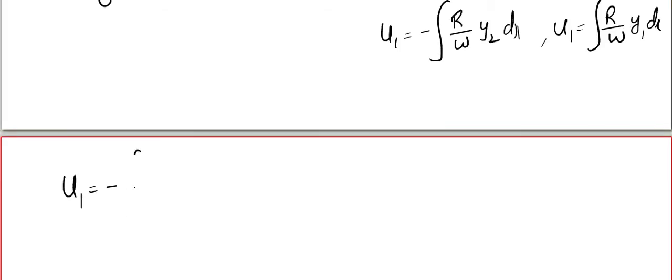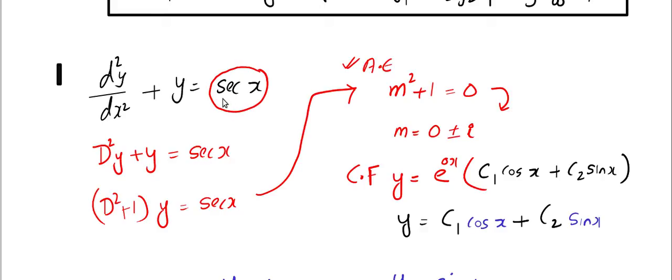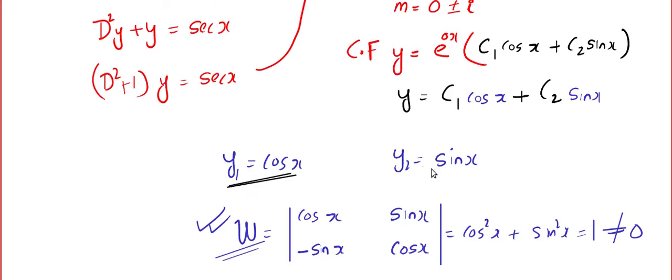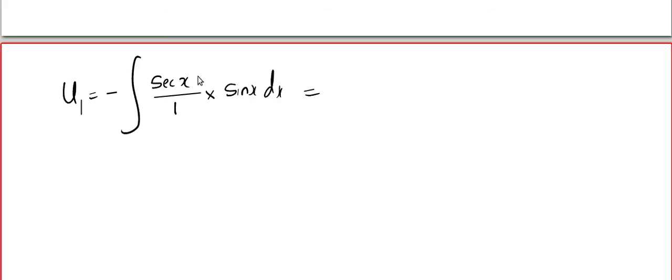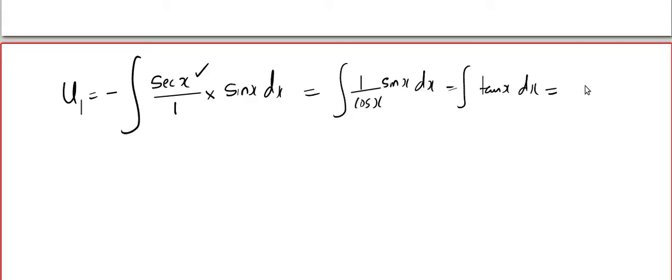So let's go for u1. So u1 is minus integral of r. Okay, now comes the right side into action. So the right side is sec x, and y1 is cos x, y2 is sin x. So u1 equal to minus integral of sec x, the whole divided by 1, times y2. What is y2? Sin x. So this is nothing but 1 by cos x into sin x dx, and you know sin by cos is tan x, and integral of tan x is log sec x.